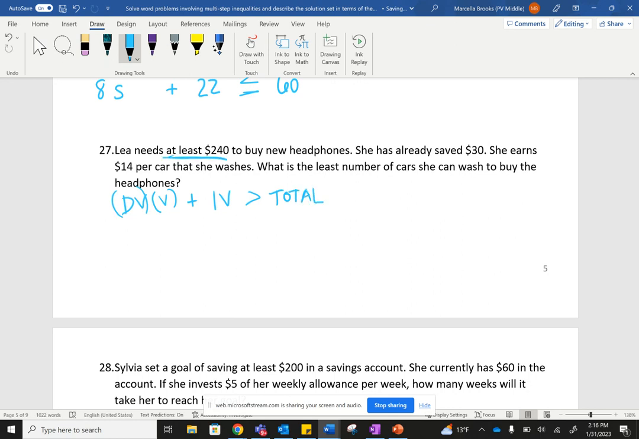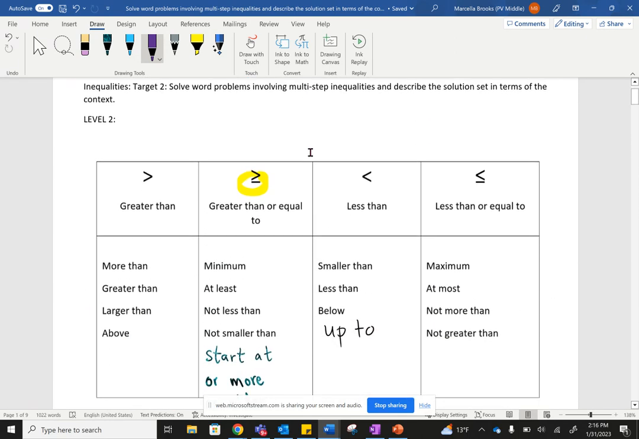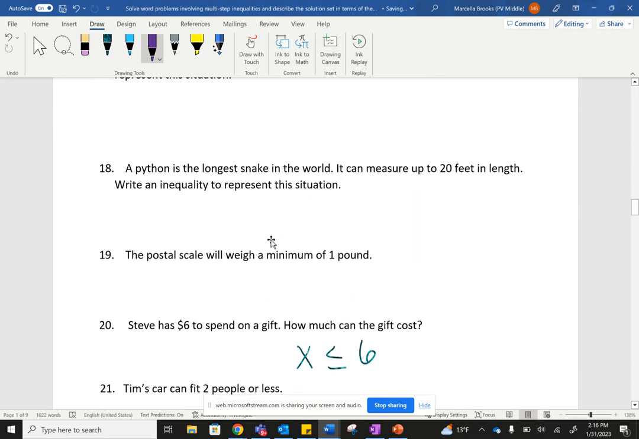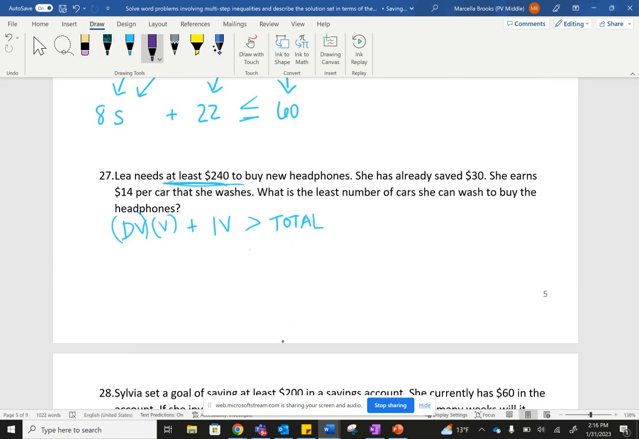So she needs at least $240. So let's go ahead and write our inequality. What's at least? At least, here we go. So that's going to be greater than or equal to. So it's going to be greater than or equal to 240. She's already saved $30, so that's going to be right here. 30 is our independent variable. It's not going to change.